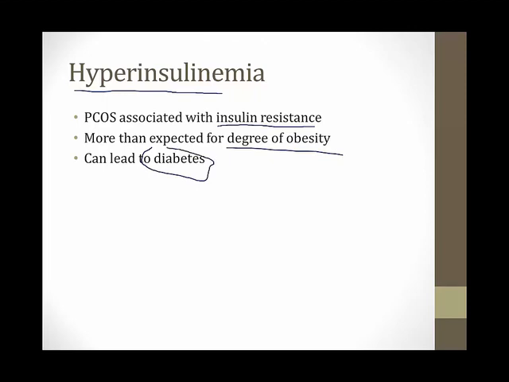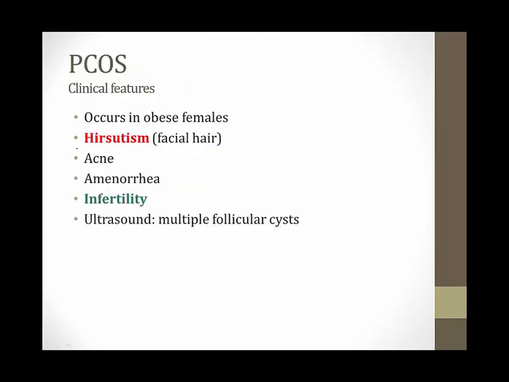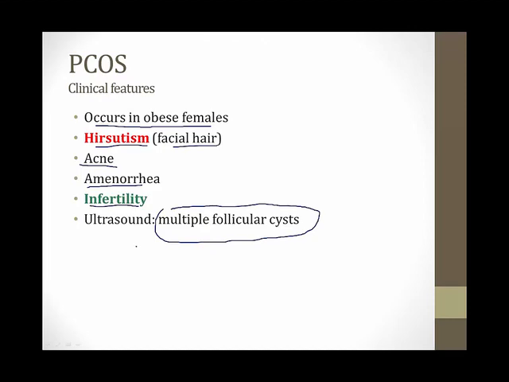How this ties in with the hormonal abnormalities is not well understood. I've always thought of it as a side issue to the hormonal problems. So on this slide, I've summarized the clinical features, all of which were indicated on the last slide. This classically occurs in obese females. They develop hirsutism, which will present as facial hair. There is acne. They will have amenorrhea, and they are infertile. And in ultrasound, you will see multiple follicular cysts. These are follicles that fail to develop normally, and this is how the disorder gets its name, polycystic ovarian syndrome.